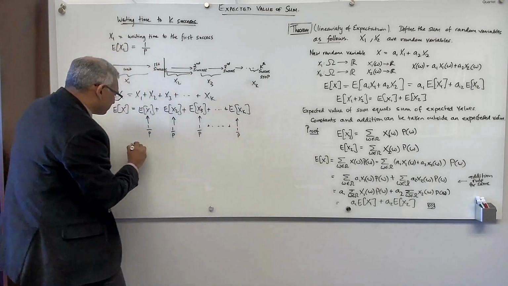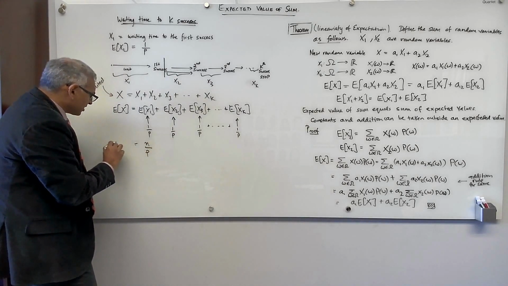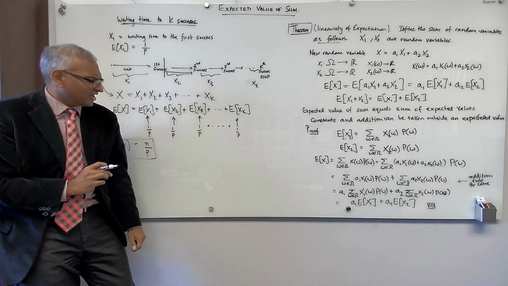1 over p. And now we're experts at this. You add 1 over p n times. This is just n over p. So the expected value of X is n over p. Oh, this is a fantastic result.